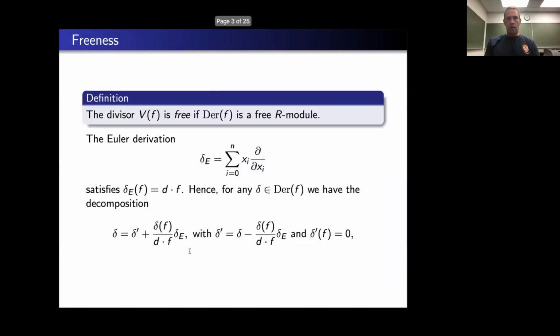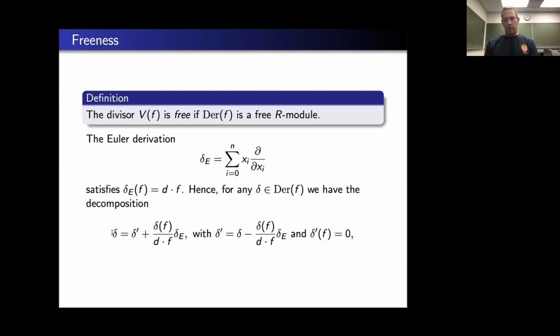And here's the definition. We say that a divisor is free if this is a free R-module. And we'll see examples of this in just a second. The first thing to point out is that it's obvious that this Der of F is non-empty, because we have the Euler relation. If we have a homogeneous polynomial F and I apply the Euler derivation, delta sub E, to F, we just get out F again, multiplied by its degree. So that's Euler's relation. In fact, it turns out that the Euler operator is going to generate a free summand of the module Der of F.